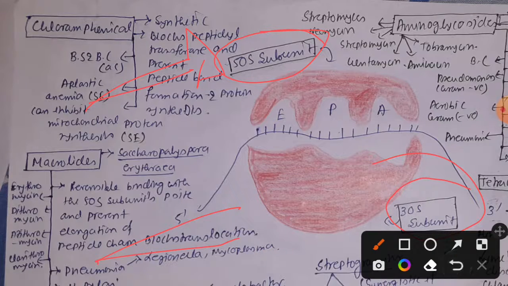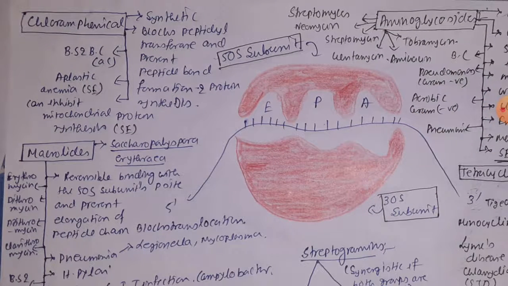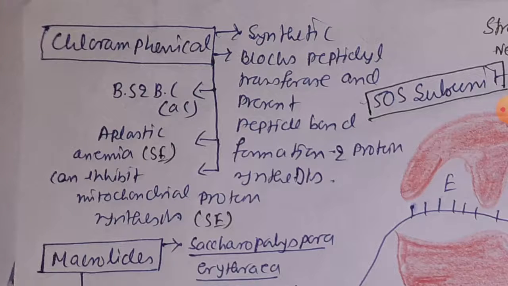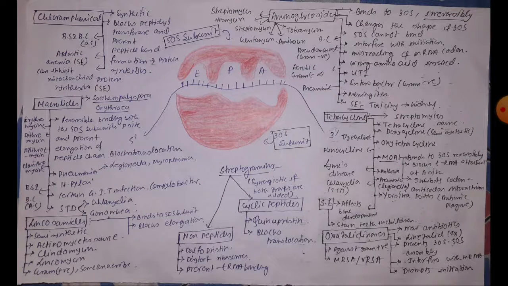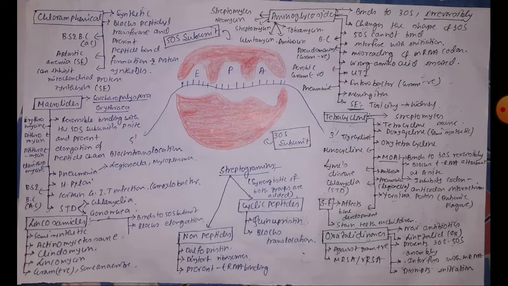So I have decided to divide that entire topic into two videos. In one video I will discuss all the antibiotics that are 50S subunit inhibitors, and in the second video I will discuss all the antibiotics that are 30S subunit inhibitors. So this video is for 50S subunit inhibitors. In this flashcard, all the antibiotics written in blue pen are 50S subunit inhibitors, and all those written in black are 30S subunit inhibitors.